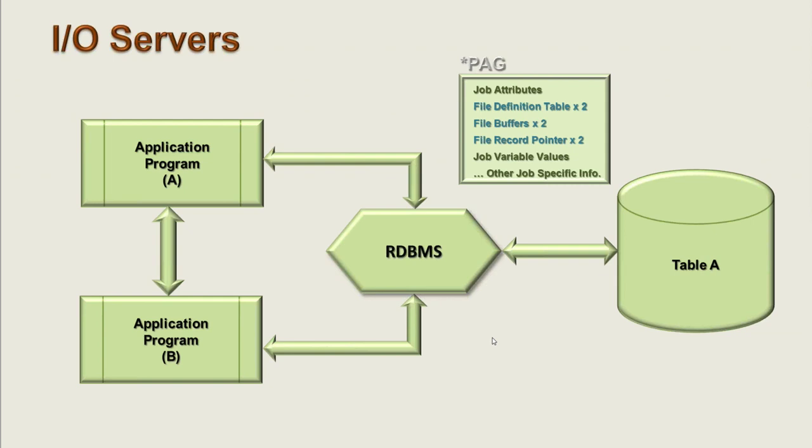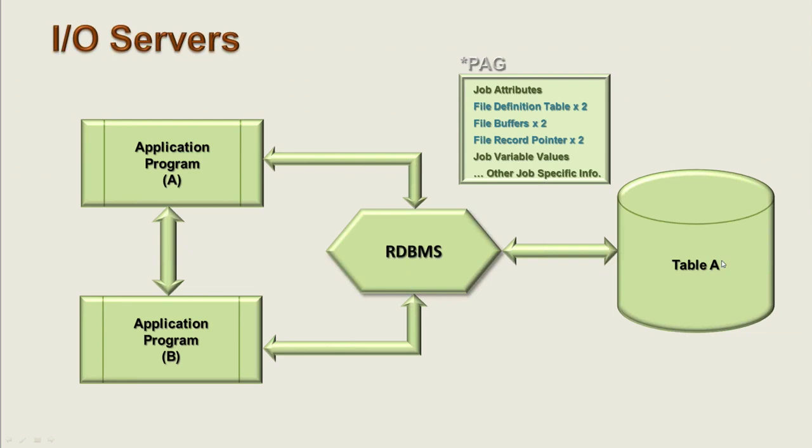What happens, of course, when you have two open data paths, in your PAG, Process Access Group, which is an object that is assigned to every job that is opened on the IBM i, and requires to be in memory for the job to do anything, will, because there are two open data paths, get two file definition tables, two file buffers, and two file record pointers, which doubles the PAG, or doubles the space used for that particular one table, which you want to avoid.